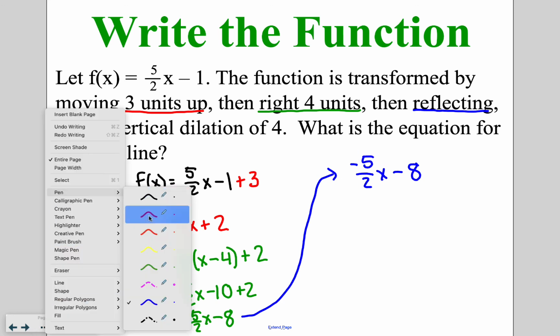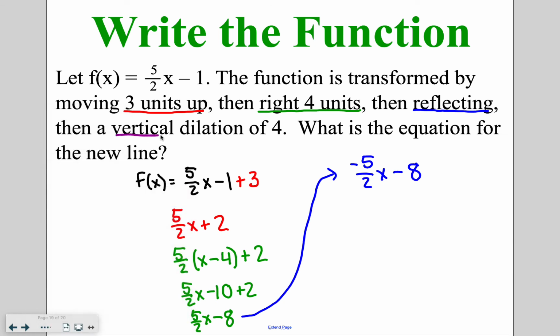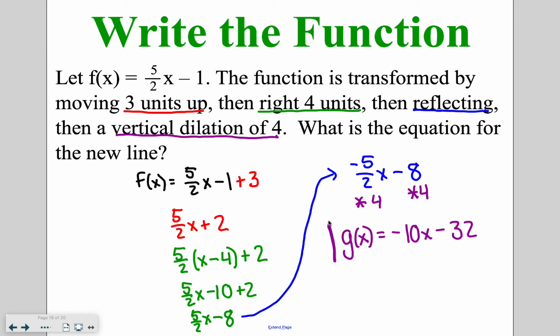The last piece is a vertical dilation. So vertical meaning we multiply both values by 4. So I take both of my values, the slope and the y-intercept, and I multiply by 4, which gives me my final answer, g of x, saying that it's our new transformed function, is equal to negative 10x minus 32. So after my 4 different movements, which you can see by the color coordination here, I end up with a final equation of negative 10x minus 32.